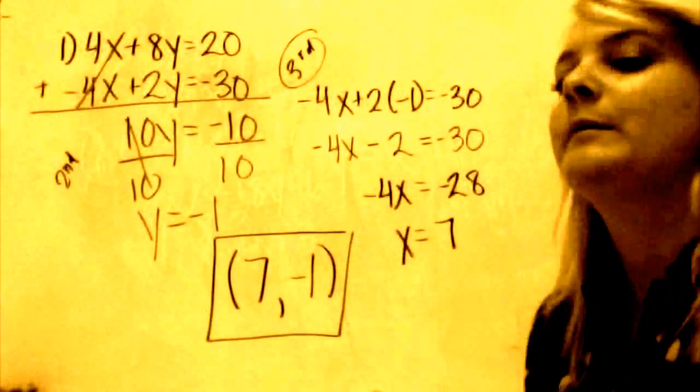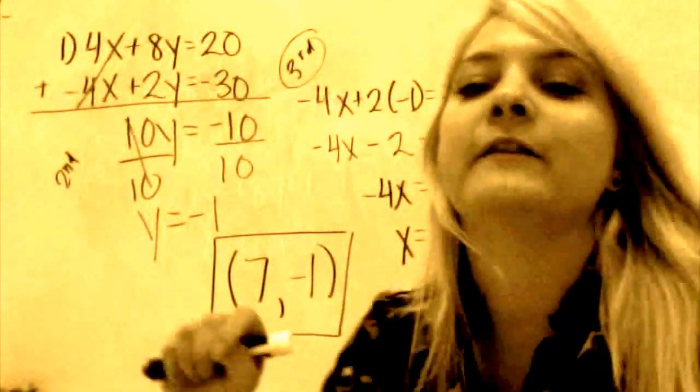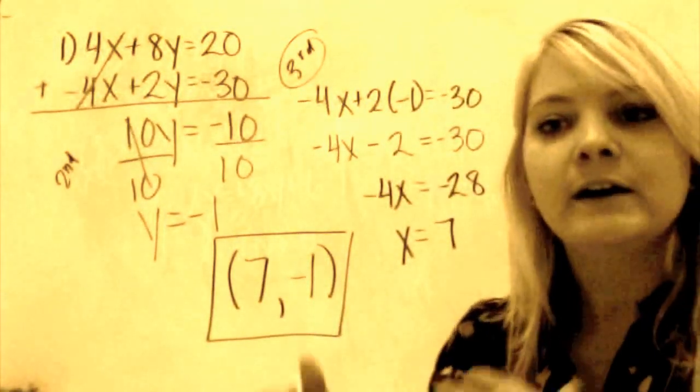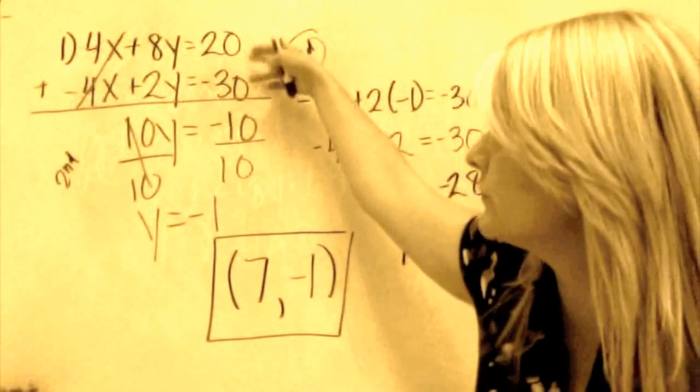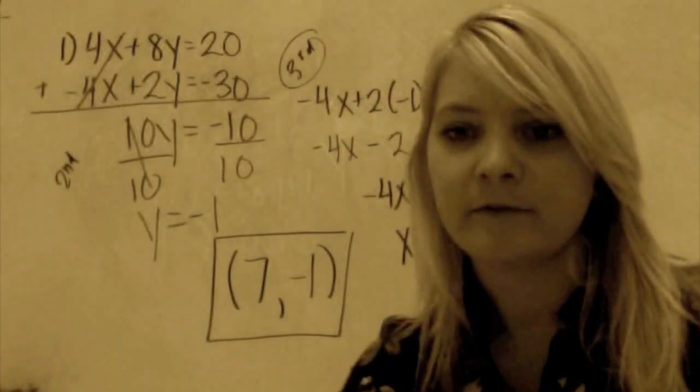And one great thing to keep in mind with solving linear systems, you can check it. Substitute 7 back in for x, and negative 1 back in for y, and you should get, for each equation, for the first one, 20, and the second one, negative 30.